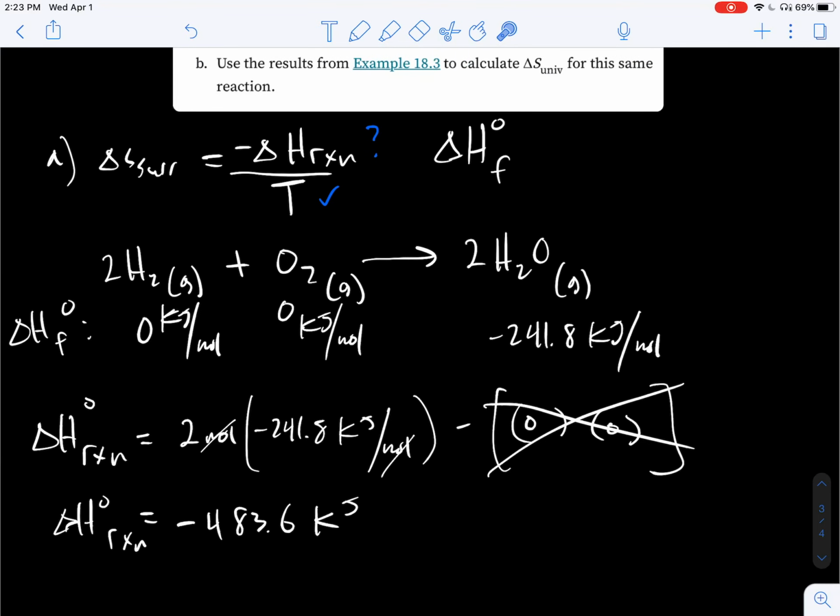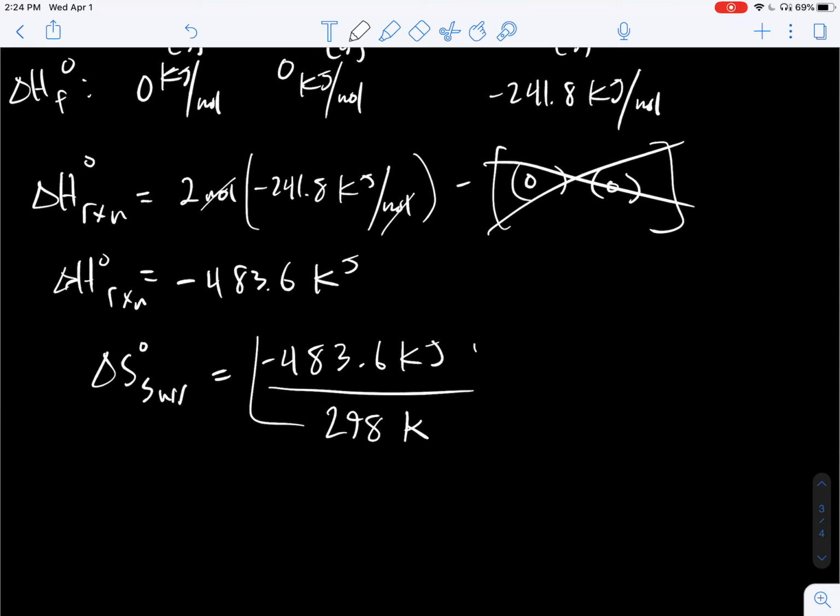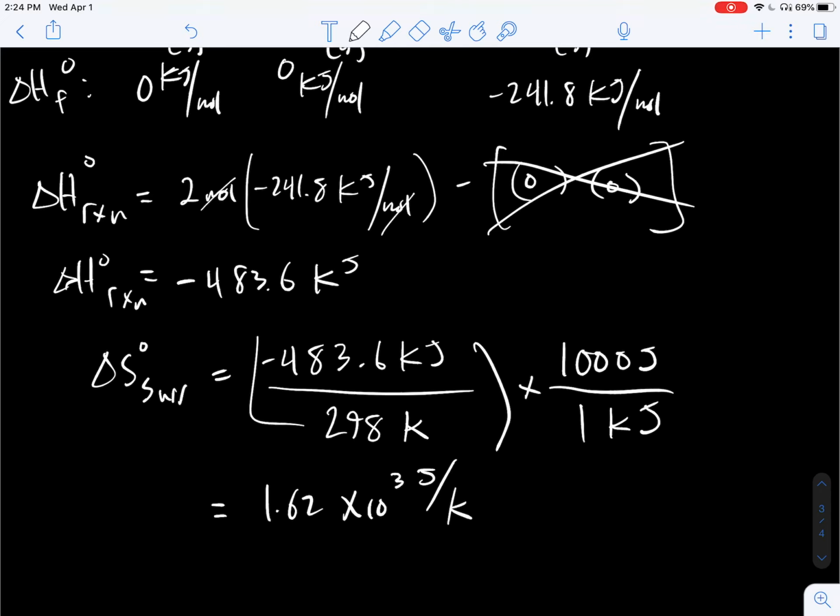Now we can go back up here and plug this in, divided by temperature. So delta S surroundings, and this is the standard value because we used standard enthalpy values. Temperature was 298 Kelvin. And I'm going to do what the book did too. This is in kilojoules, so let's get this into joules, using 1,000 joules in 1 kilojoule, because we want to match the units of our delta S values. That comes out to 1.62 times 10 to the third joules per Kelvin. So overall, we had a net increase in the entropy of our surroundings here.